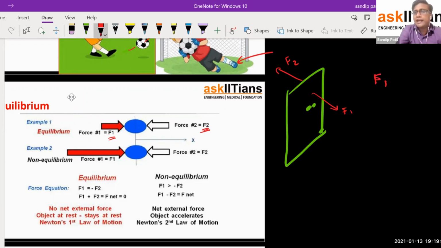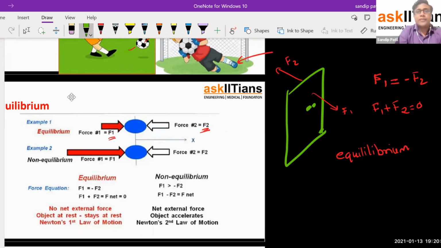So consider what I can write here. F1 is equal to minus F2, right? We have seen the importance of the negative sign. It is in opposite directions, therefore it is negative. Or I can also say F1 plus F2 is equal to 0. Simple. Good. So this is called the equilibrium position. So what we were saying, the important condition for that is that the net force should be 0, right? We are not saying that no force should be there, but net force.